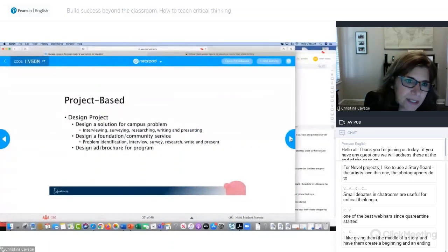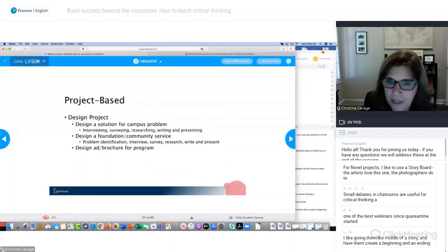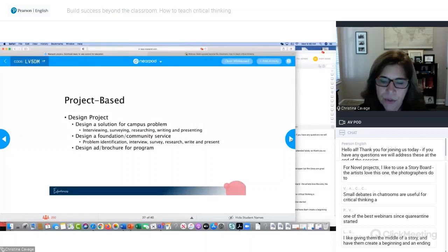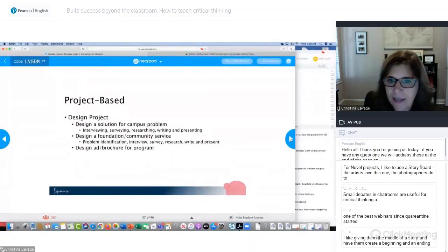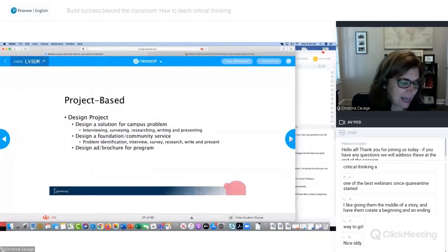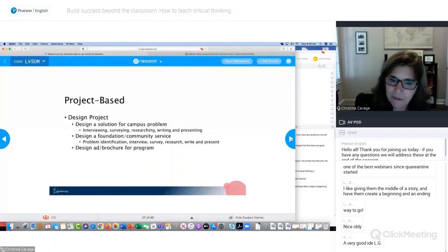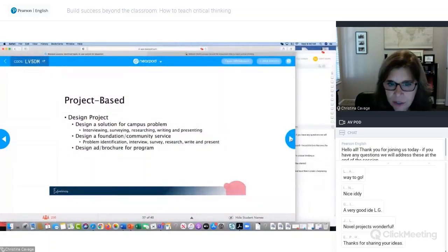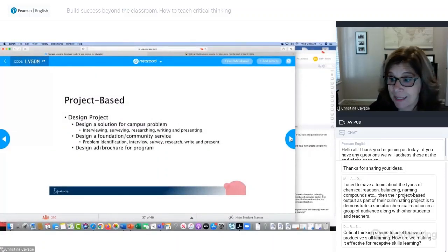Some other project based are designing a solution for a campus problem. And this would involve students going out and interviewing people on campus, surveying students, doing some research as to why it is this way, and then writing and presenting. This term, I'm actually having my pronunciation class design a foundation or some kind of community service. Again, they have to identify a problem in the community. They're going to interview some people, conduct a survey, do a little research, write, and present it.